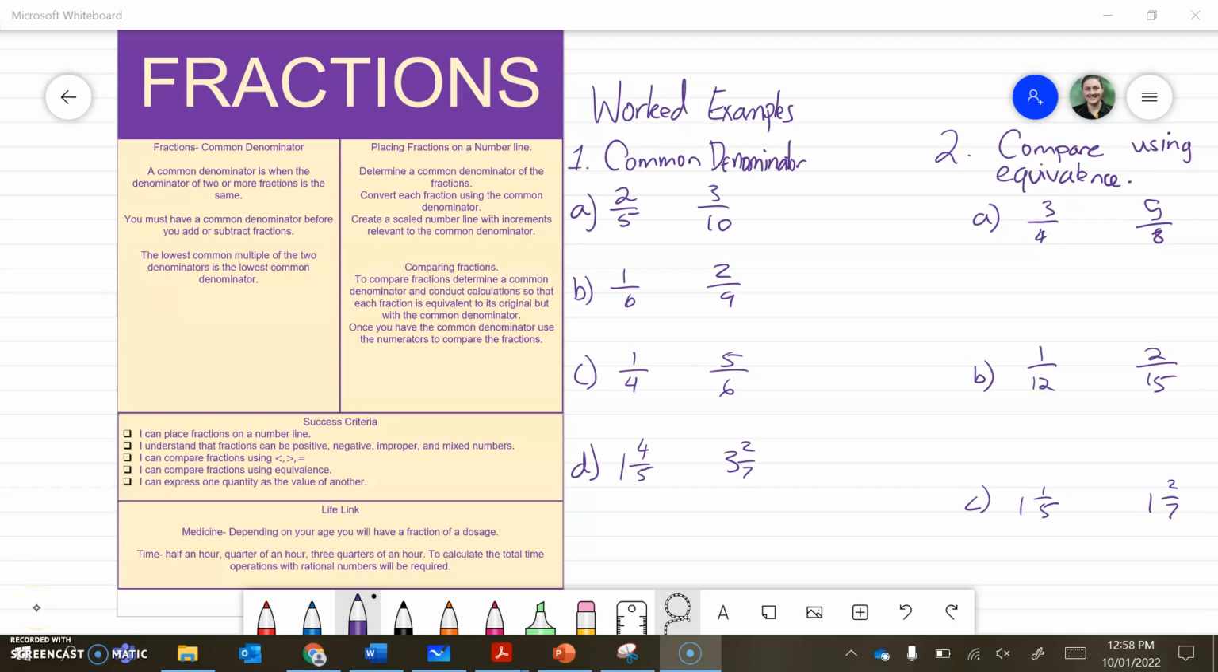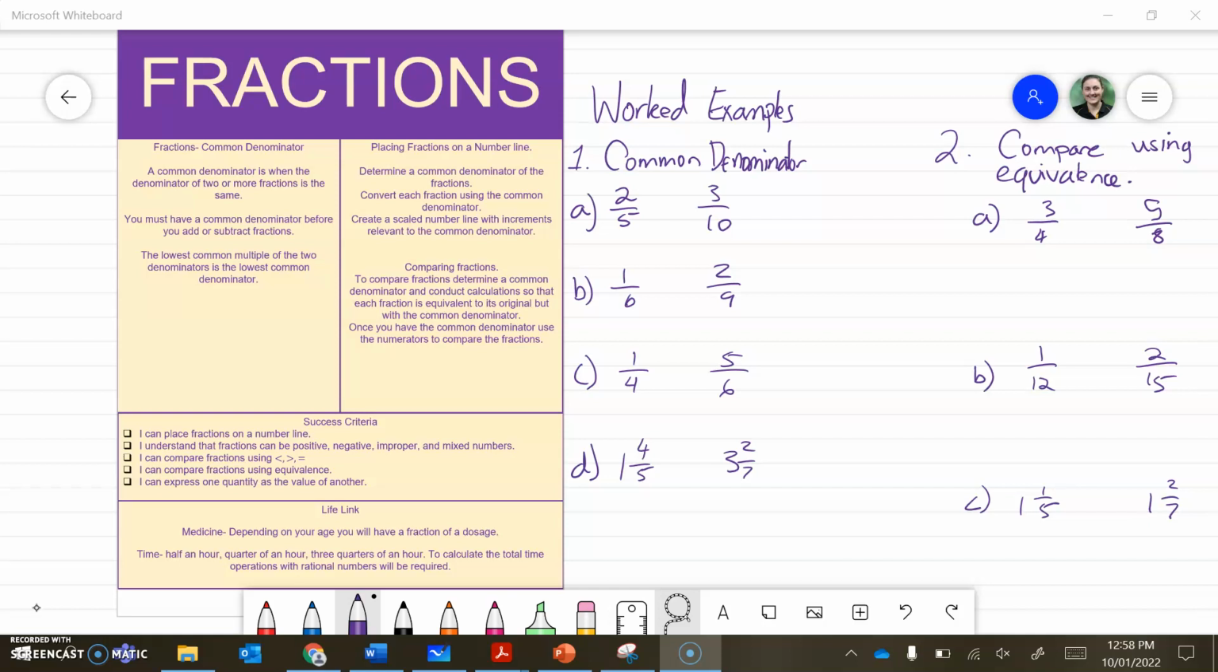Fractions. When working with fractions, we need to be able to work out what a common denominator is, which is when the denominator of two or more fractions is exactly the same. We must have common denominators before we can add or subtract fractions. To find the lowest common denominator, we need to determine the lowest common multiple of the two denominators.